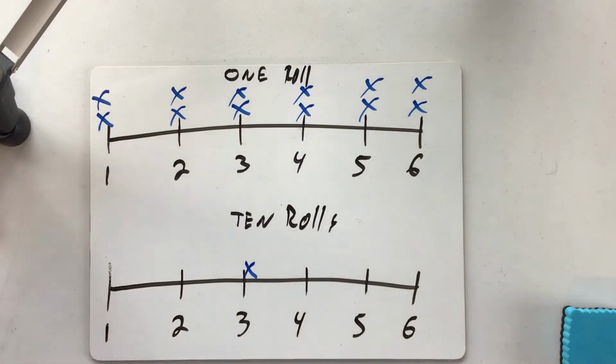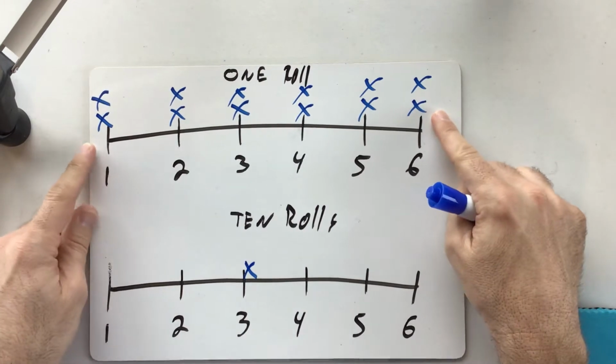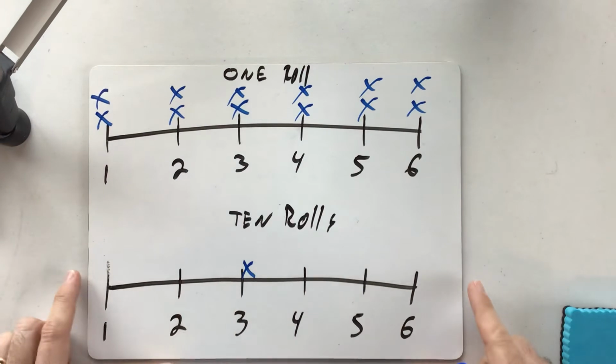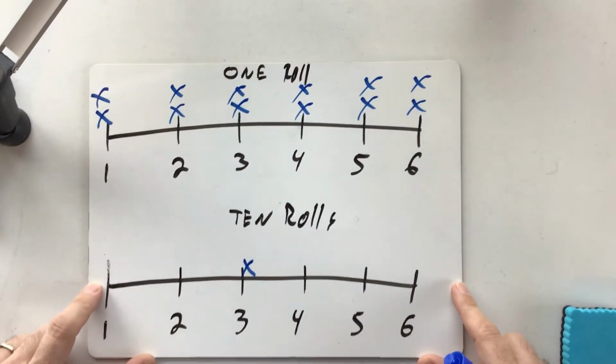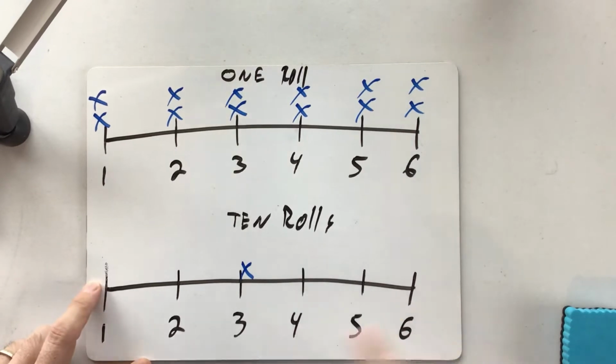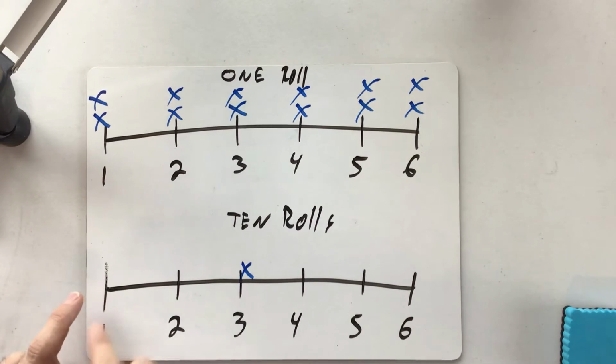And if you think about it, when we rolled the dice once, we had lots of different options. It was not unusual for someone to get a 1 or for someone to get a 6. When we rolled the dice 10 times, it would be extremely unusual for someone to get a 1, or someone to get a 6. Because what would a 1 mean? A 1 would mean that you rolled 1 every single time for all 10 rolls.